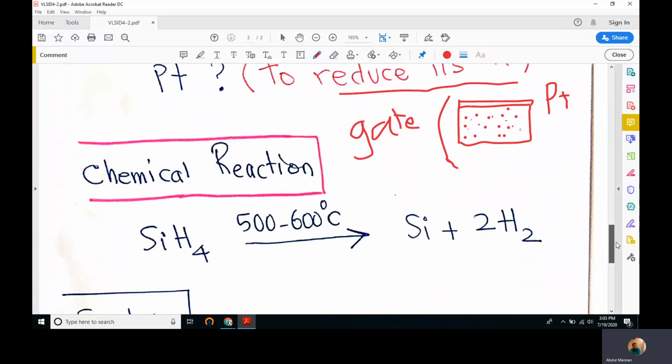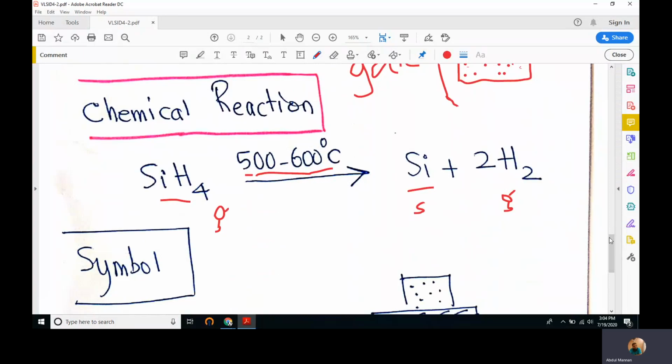Right. The chemical reaction to add more silicon atoms on top of silicon dioxide when it is not yet crystallized is: silicon hydride is decomposed at a temperature between 500 and 600 degrees centigrade. Silicon hydride is a gas, and it decomposes into the solid and this gas. So silicon atoms are added on top of silicon dioxide using this chemical reaction at around 600 degrees centigrade.